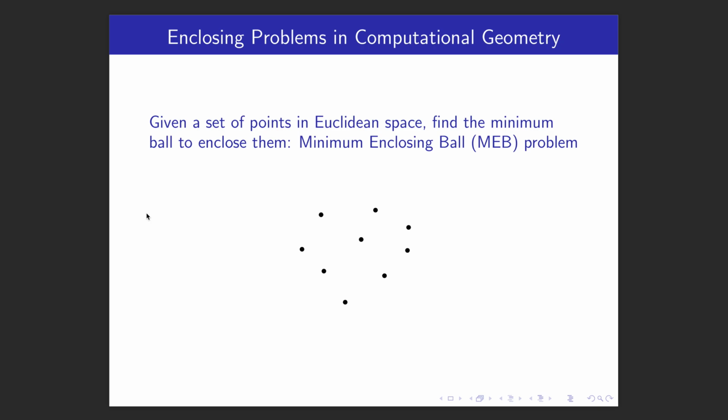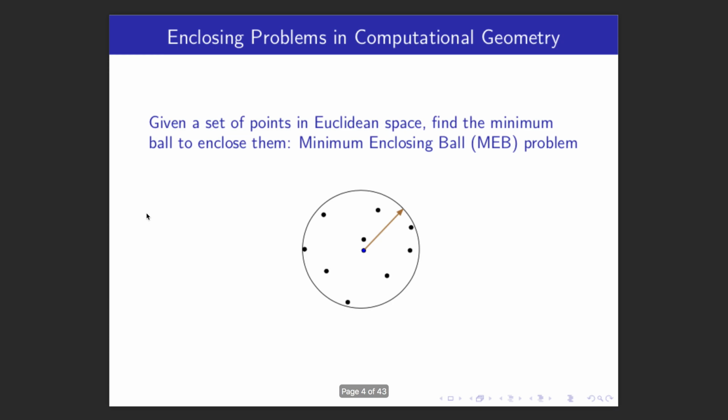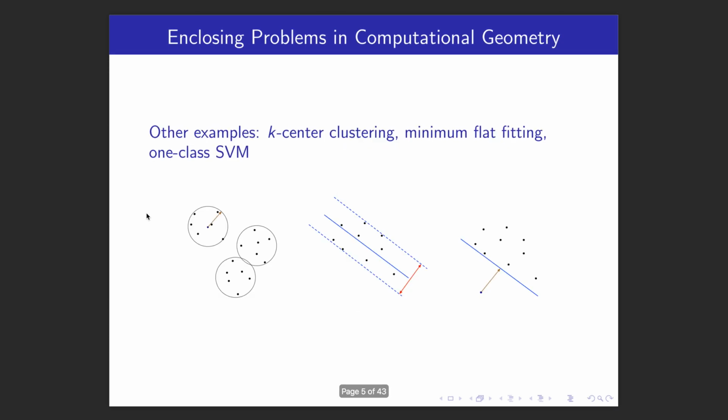We consider a simple example first: minimum enclosing ball. Basically, you are given a set of points in Euclidean space, and you want to find a ball to cover all the given points. And we want to minimize the radius. So basically, the smaller the radius, the better the solution.